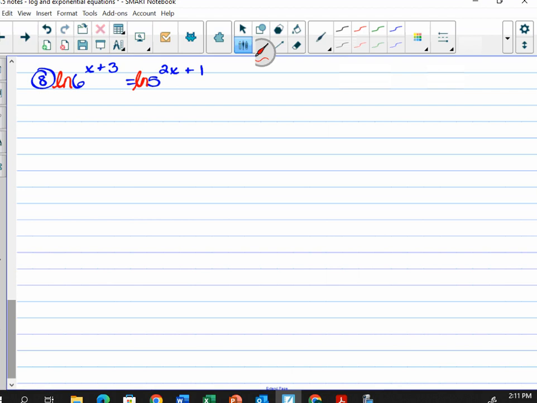By doing that, we can then use the properties of logs. So where do the exponents go? In front. That's kind of the whole point. You need to get the variable out of the exponent so that you can actually solve for it. So put it in parentheses, x plus 3, natural log of 6, and then equals, parentheses, 2x plus 1, natural log of 5. Does that step make sense?